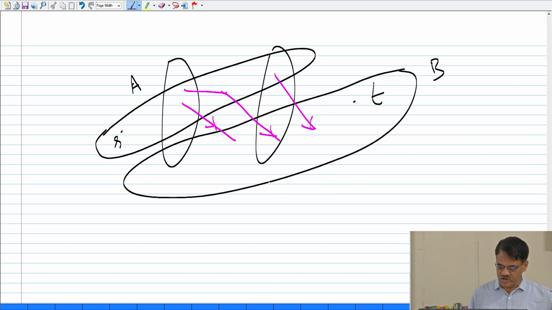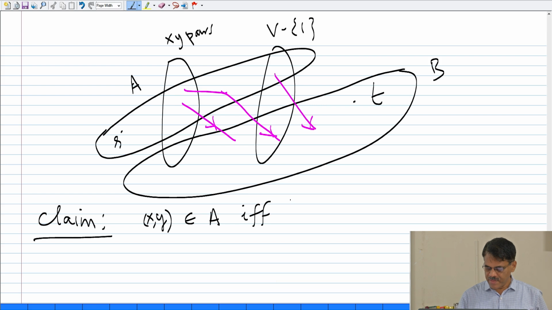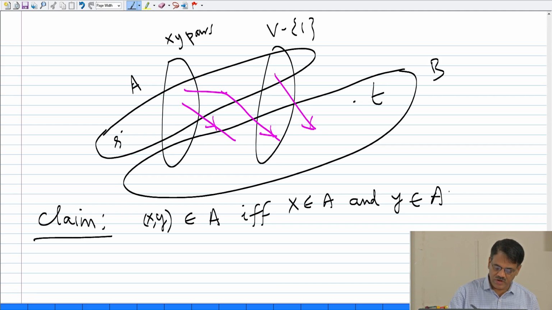Okay, so let us make one observation first of all. Suppose, okay, one claim I want to make, which will finally help us complete the proof, is that, look at, so the set here are xy pairs and this is V minus 1. So, xy is in A if and only if x is in A and y is in A. Okay, what do I mean by this, right? So, this A part will contain some pairs and some vertices like this, right. Similarly, the B part will contain some pairs and some vertices like this.